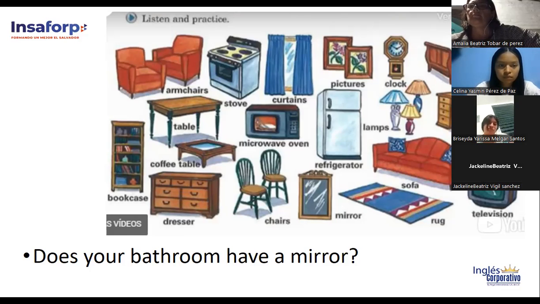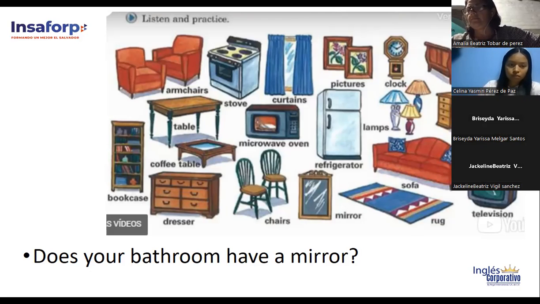Thank you. Good. So let me see the chat. Okay. Very good. Does your house have some windows? Does your bedroom have a night table? Yes, it does. Does your living room have a rug? No, it doesn't. Does your house have a jar? Yes, it does. Does your house have a bookcase? Yes, it does. My living room has a bookcase. Does your house have a back yard? No, it doesn't. Does your house have a front yard? Yes, it does.